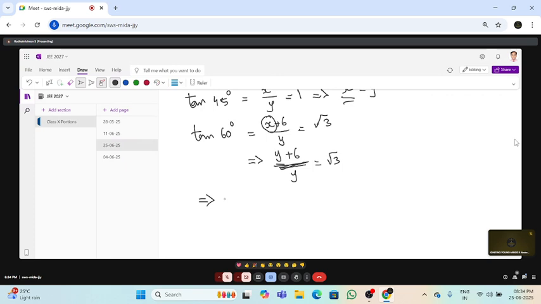That means 1 plus 6 by Y equal to root 3. 6 by Y equal to root 3 minus 1. And they are given that root 3 equal to 1.73. We also know that 1.732. So they are asking you to take it as 1.73.